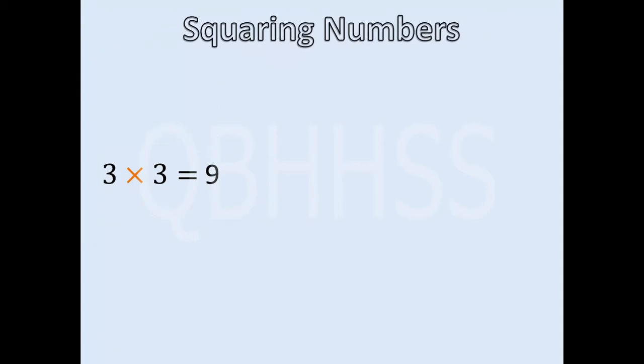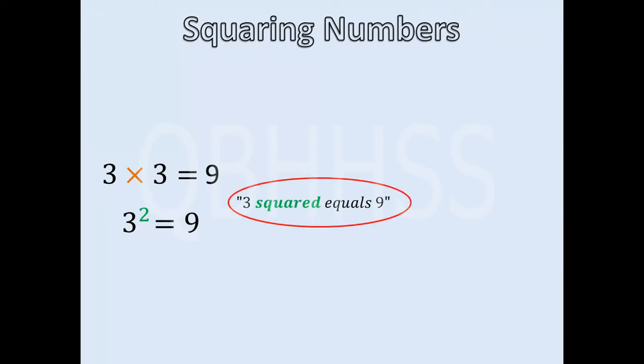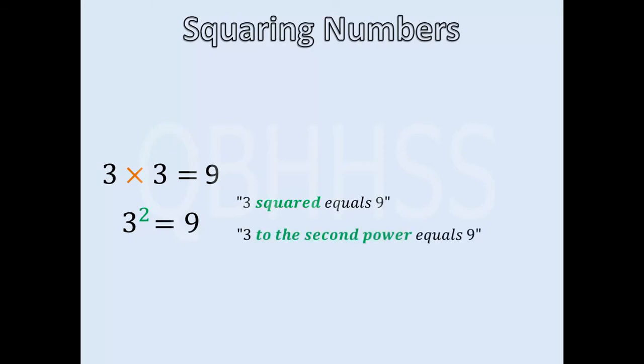Let's take a closer look at 3 times 3. Now there is another way to write down that you are squaring a number, like this, with a 2 raised upon a number. So this expression is the same and also equals 9. You can read this aloud as 3 squared equals 9, and yet another way is to say that 3 to the second power equals 9, because the number up here is 2. That means you are multiplying 3 by itself a total of 2 times.